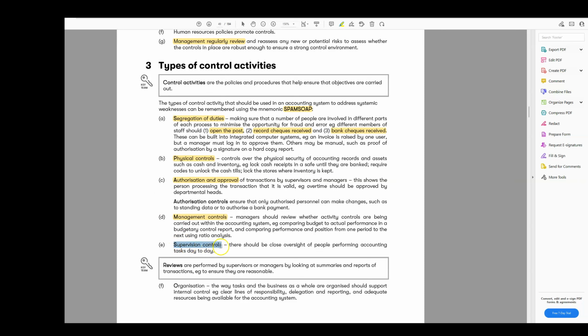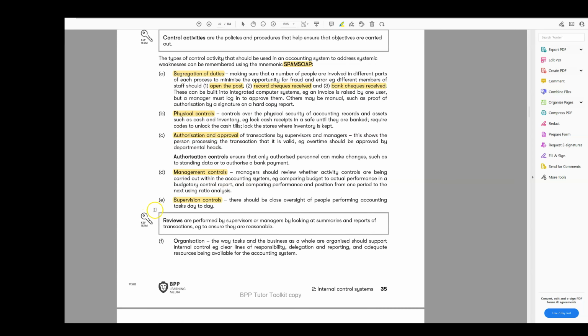Supervision control. So supervision control is all about there being close oversight of the people performing accounting tasks day to day. So someone needs to look, like a supervisor. For example, when you work in an organization, someone needs to look on a daily basis at whether we are doing the work properly.